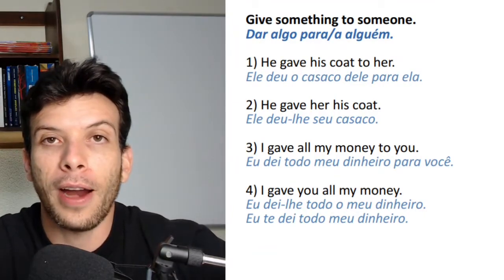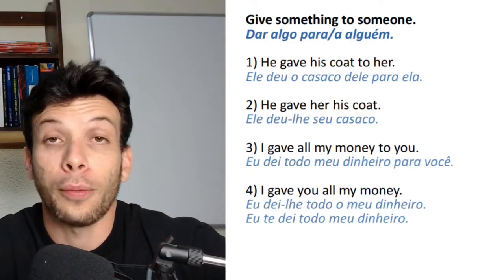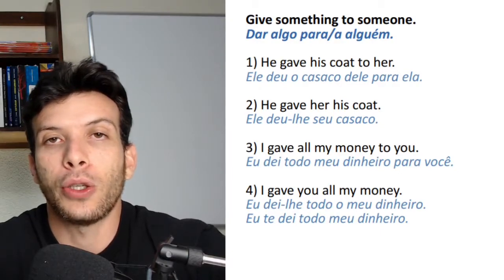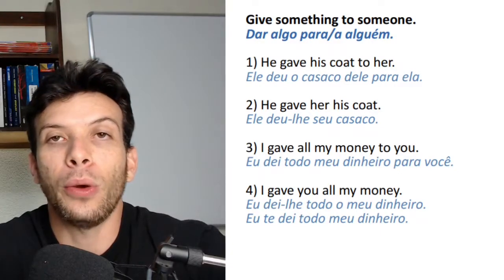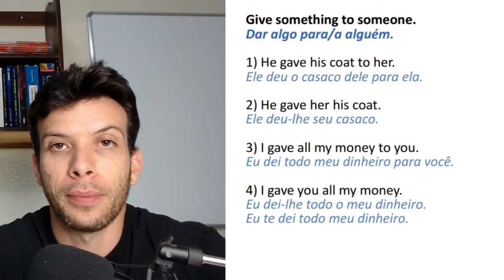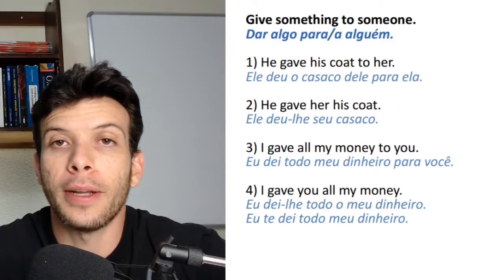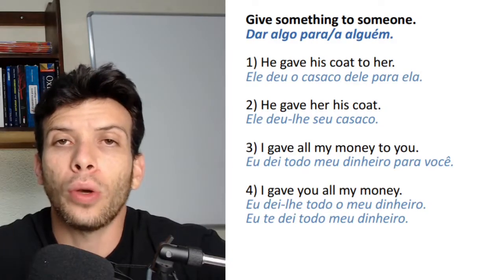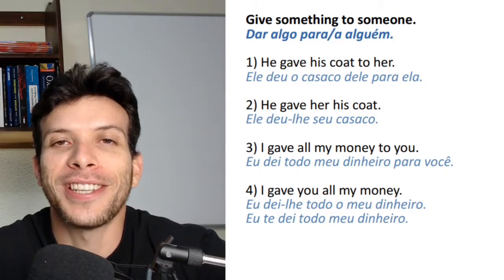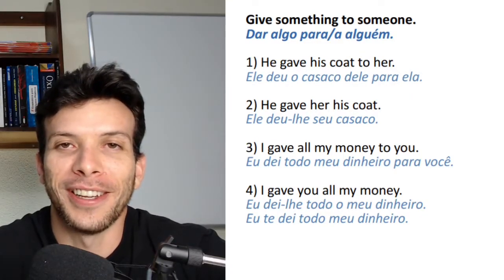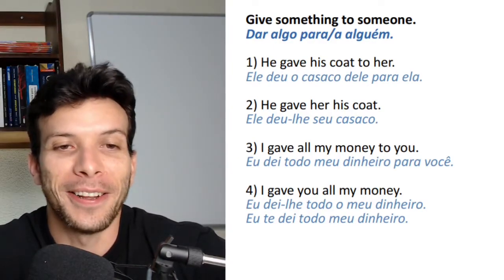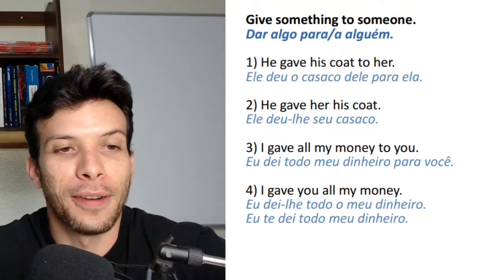Let's go for more examples. Number 3. I gave all my money to you. Translating, eu dei todo o meu dinheiro para você. That's the way we say. Here in Minas Gerais, we say pra você. Eu dei todo o meu dinheiro pra você. That's the way we talk here. It's funny. Our accent is actually funny.